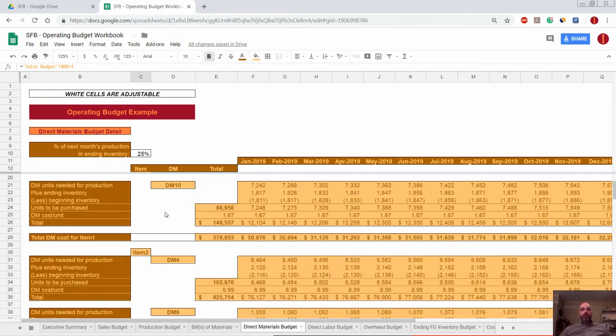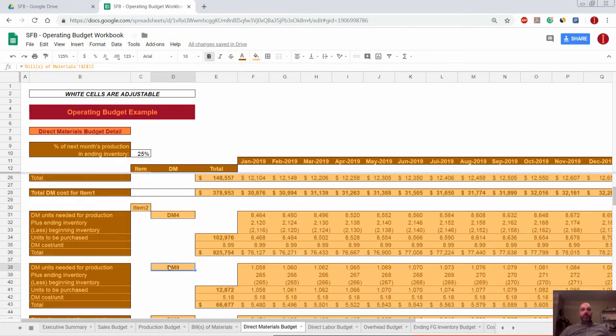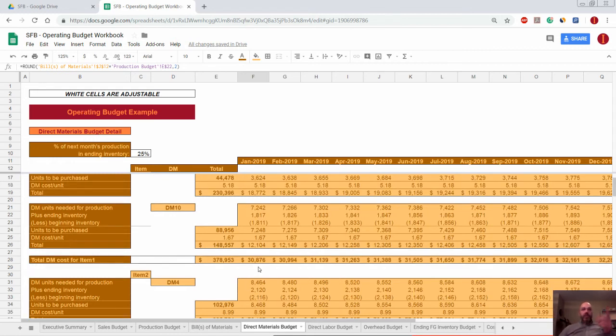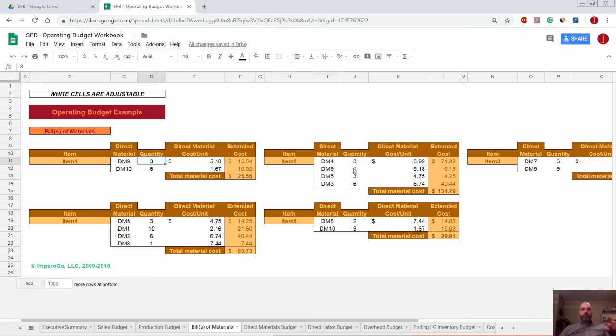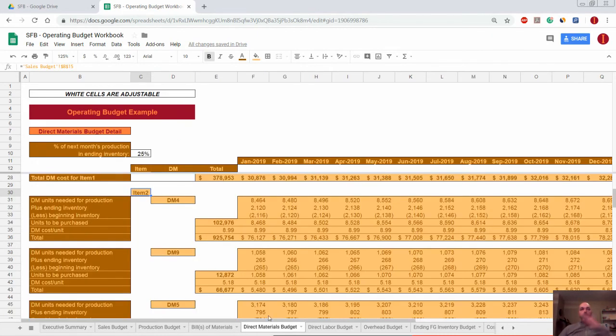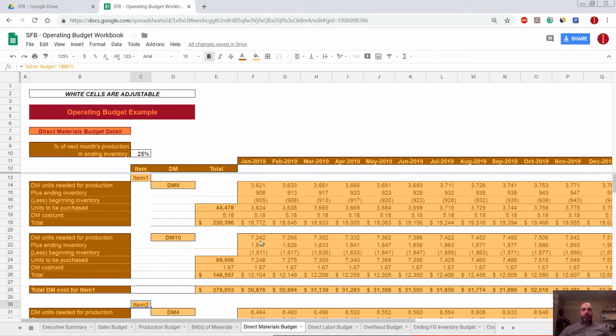Now keep in mind, DM9 was also used, direct material 9, in item 2. So there's another 1,058 that we'll need for it in January. Okay, and it's less because we plan to manufacture a different amount of item 2, but also there's only one DM9 in each item 2 that we make. Okay, so we'll consolidate all this information at the bottom of the direct materials, so we'll know exactly what we need of each direct material.